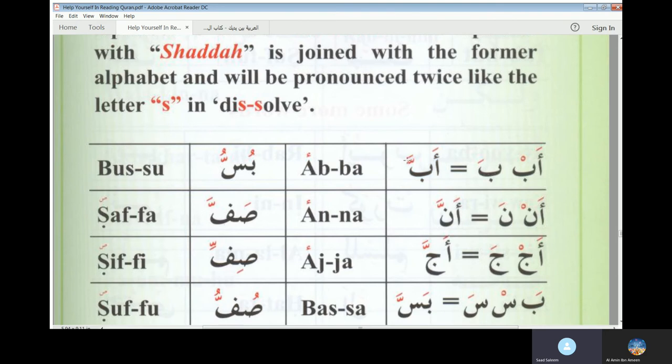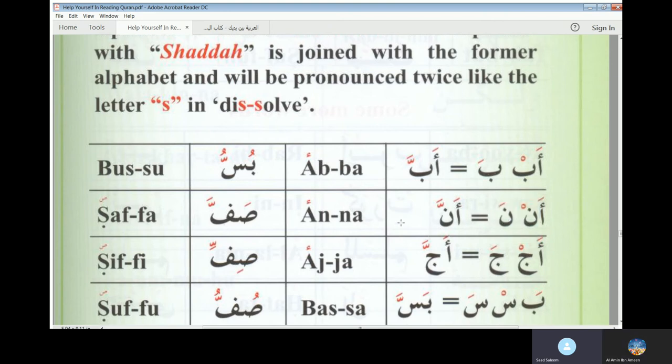How many ba are present in this word? Two. What is the symbol on first ba? Sukoon. And second ba? Fatha. How many noon are present in this word? Two. What is the symbol on first noon? Sukoon. And second noon? Fatha.